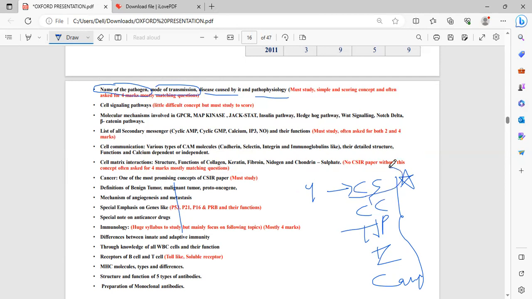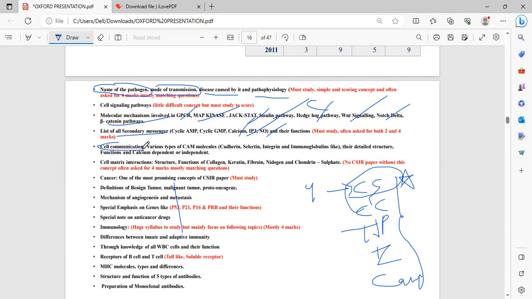After that, the subunit cell signaling. In cell signaling, what do we have to study? Various cell signaling pathways. That is GPCR, MAP kinase, JAK-STAT, insulin pathway, hedgehog pathway, Wnt signaling, Notch, delta, beta-catenin pathways. After that, in this chapter only, we can study the secondary messengers, various secondary messengers. We all know calcium, IP3, nitric oxide, etc.